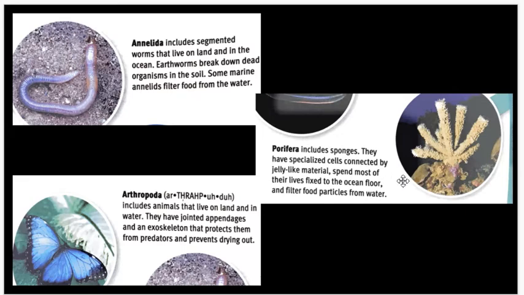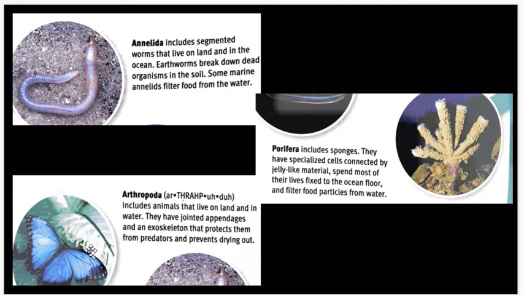Our next group is called porifera. These include sponges. So these sponges are the simplest type of animal. They live attached to the bottom of the ocean, and they filter water through itself. As it filters the water, it picks up any food particles and eats them.